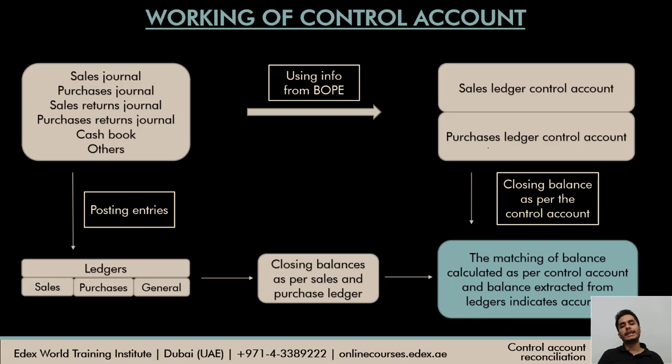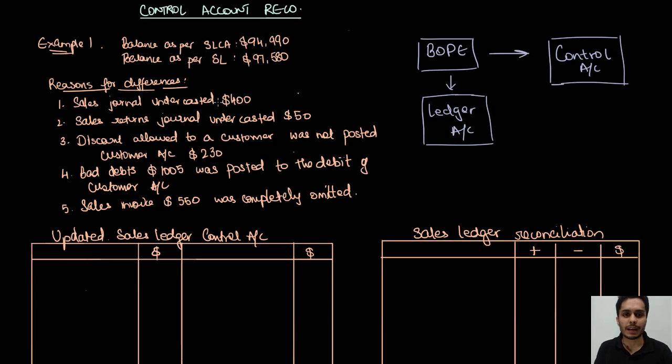So let's go ahead and see some solved examples. We'll see two examples, one on sales ledger control account and one on the purchase ledger control account, where I'll show you how to prepare the updated control account and the reconciliation statement once the errors have been found out, the errors that have caused the differences in the closing balances. So we have a first example here.